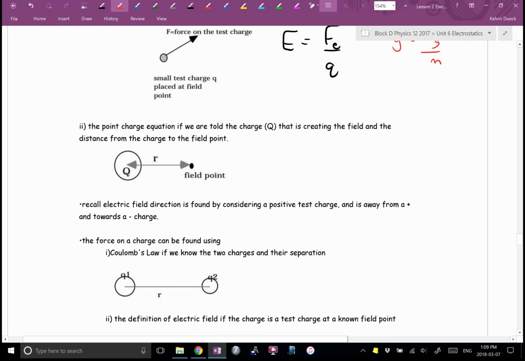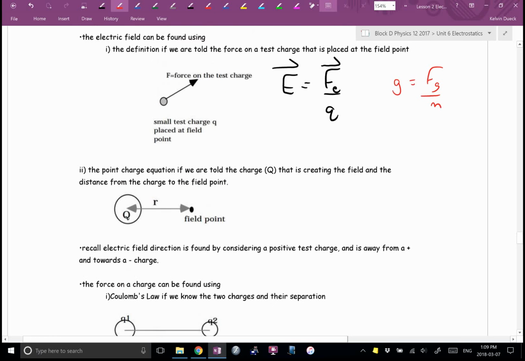It can be found using the point charge equation. Electric field is KQ over R squared. And again, this is like the big G, big M over R squared version. That's when you know the planet that's causing the gravity. That's when you know the planetary charge that's causing the electric field.